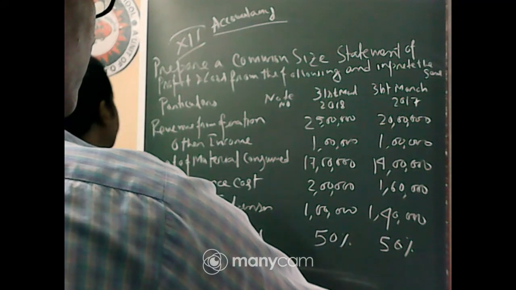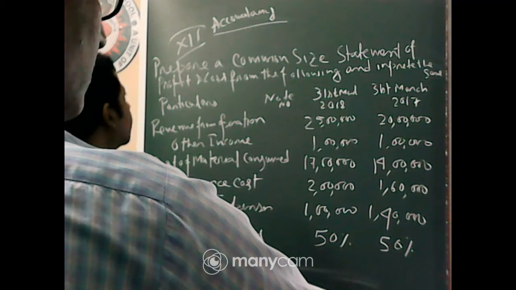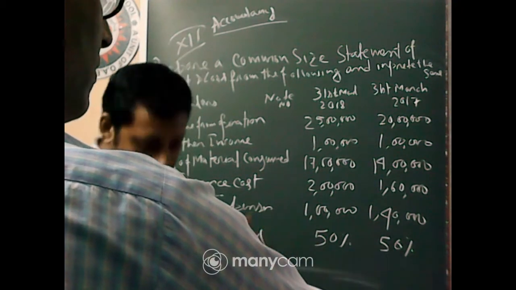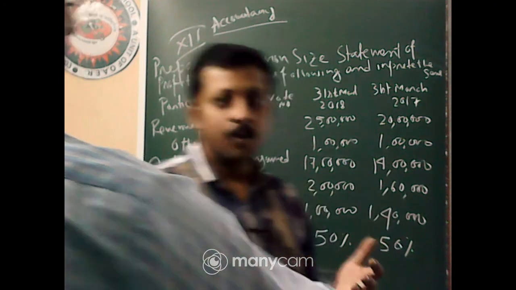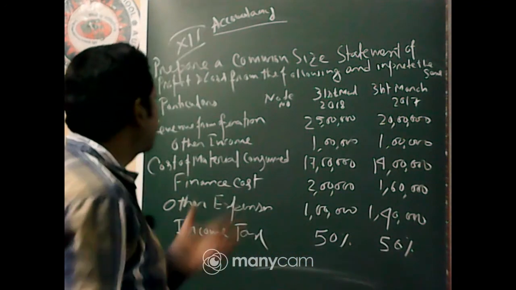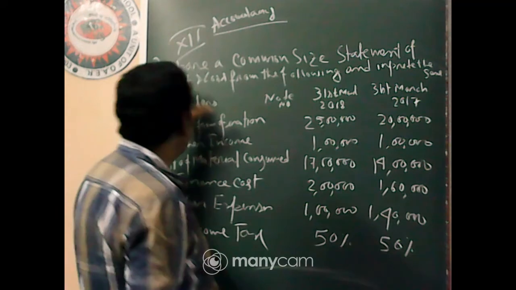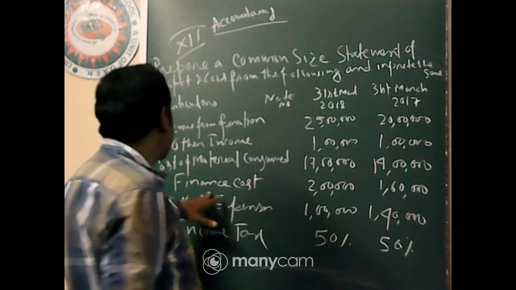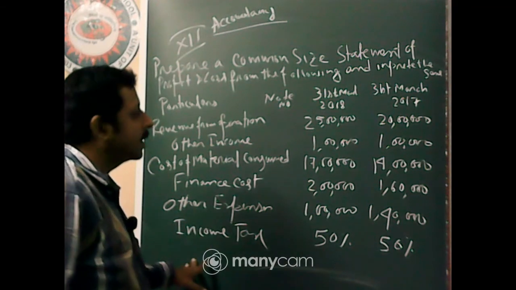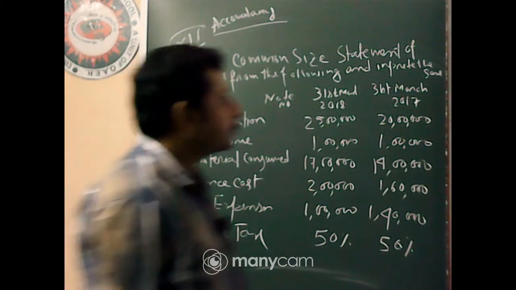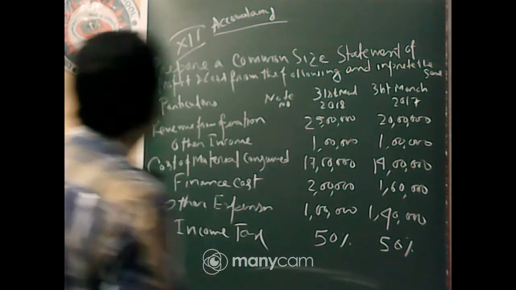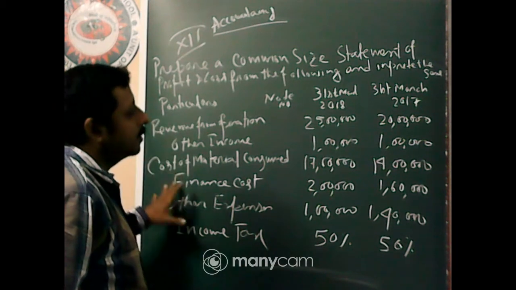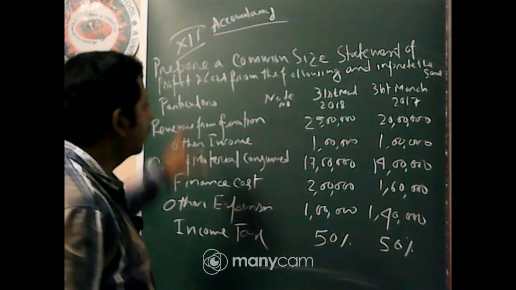The common size statement, that is, the common size profit and loss statement. And how does this statement help us interpret the position of our company? So this is the revenue from operation, other income, cost of material consumed, finance cost, other expenses and income tax. Just write this here; this example you cannot find in your book, so just write it.